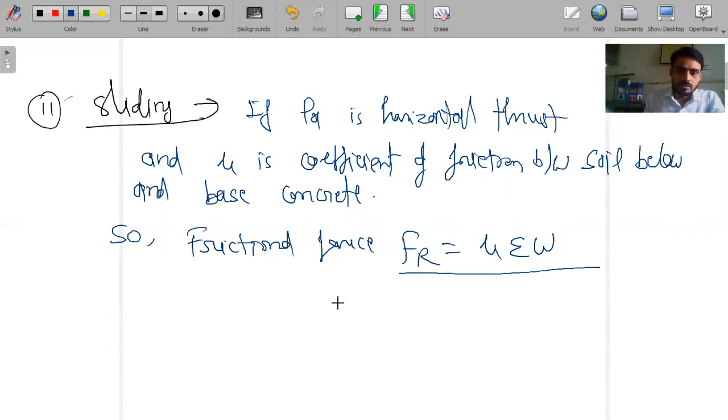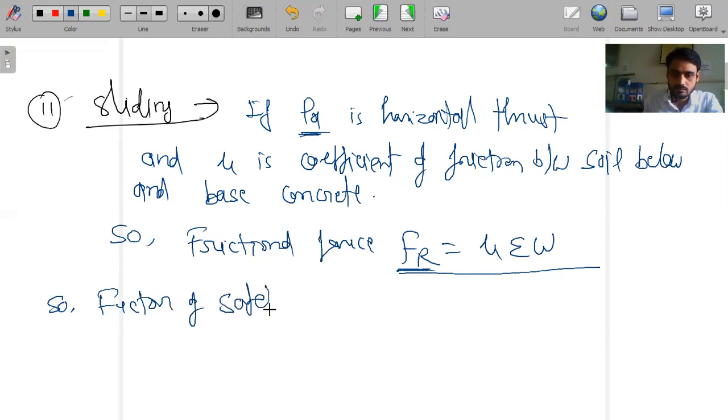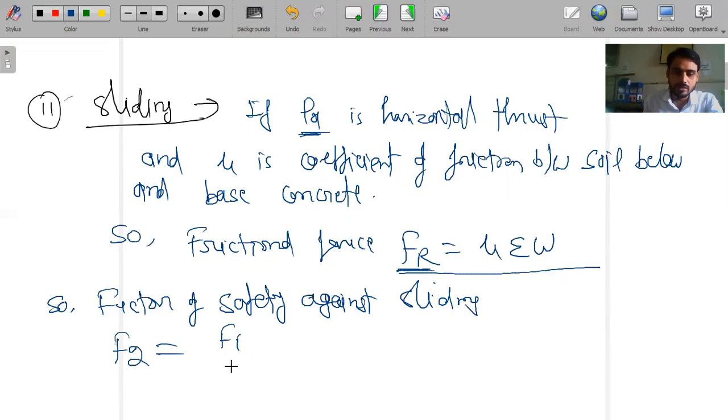Okay. Here the pH will be the disturbing or working value, and Fr will be the design or ultimate value. So the factor of safety against sliding will be denoted by F2. F2 will be equal to Fr, the factored value, divided by the working value, pH. And Fr will be equal to mu summation W, divided by pH.